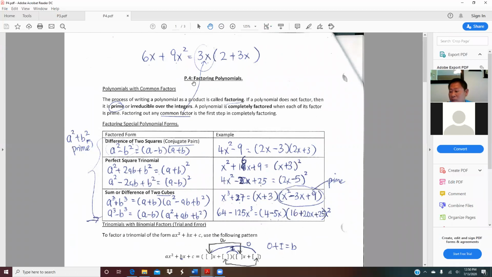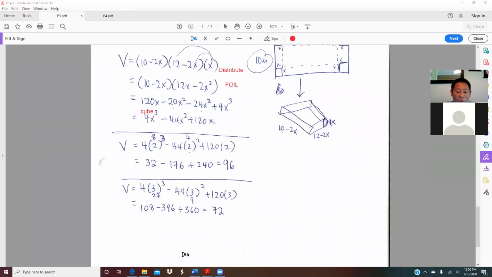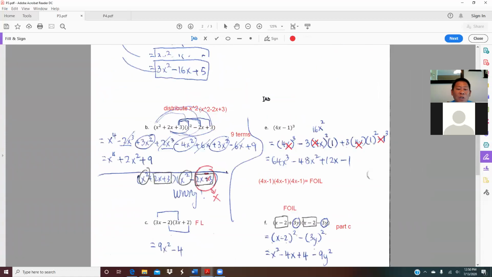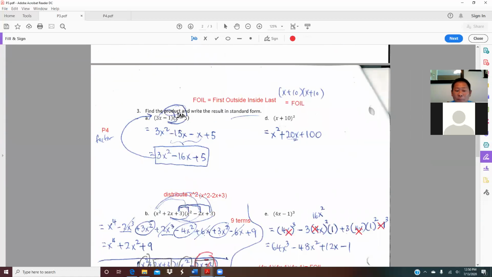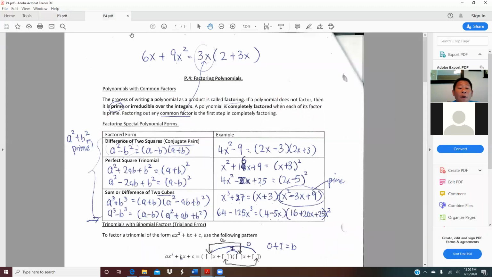So P4 is what we call factoring. So we just did P3. P3 in this case, we call this find the product, or sometimes we call it simplify. Okay, so make sure you guys know that when you simplify, don't factor, but this time we're going to do factor in P4.